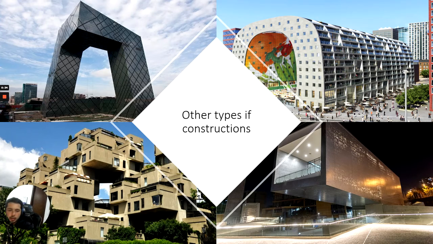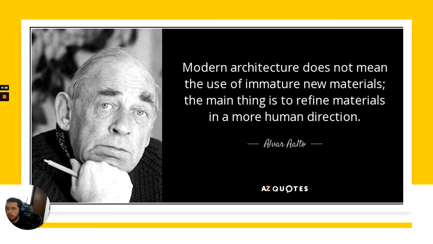Finally, I want to share this quote of Alvar Aalto, an important architect, who says, "Modern architecture does not mean the use of immature new materials. The main thing is to refine materials in a more human direction." And that means that architecture is nowadays evolving, and there are different ways to solve a building.